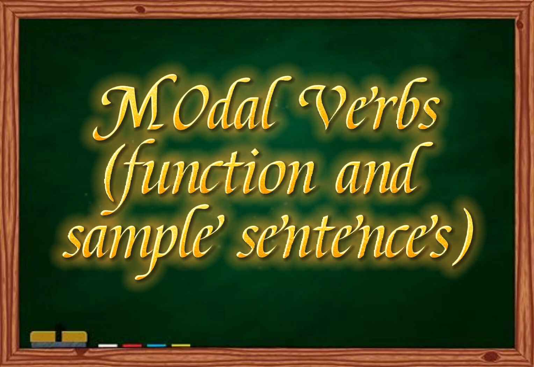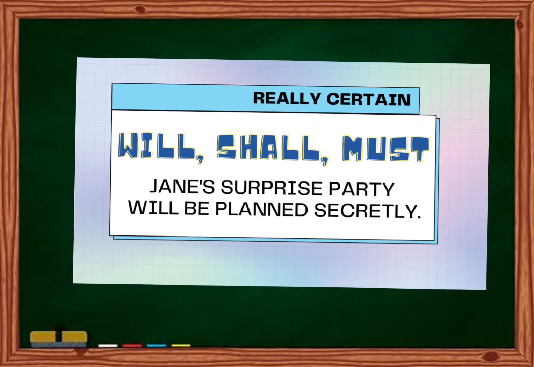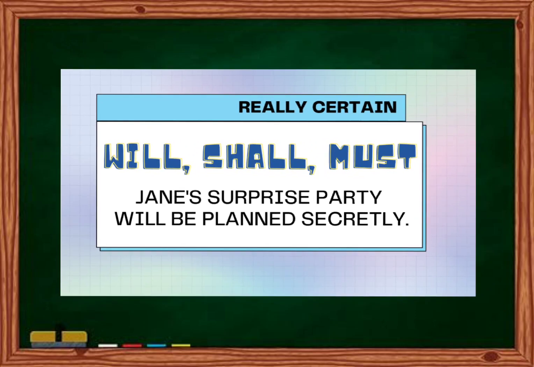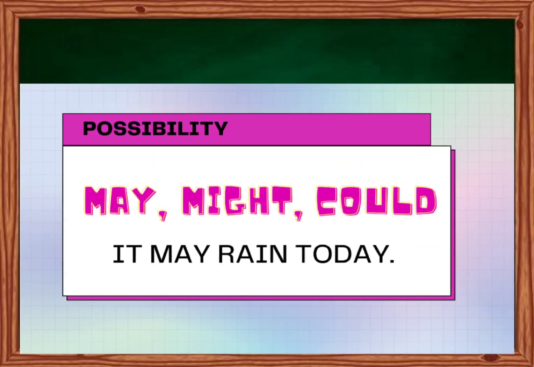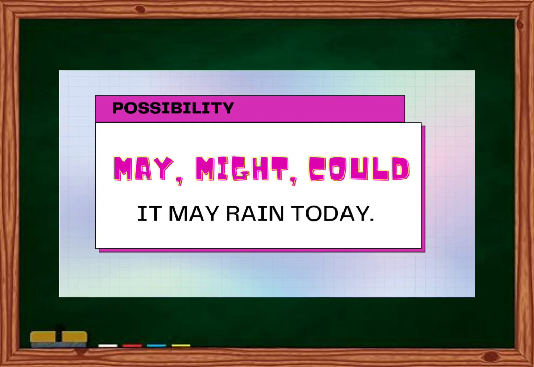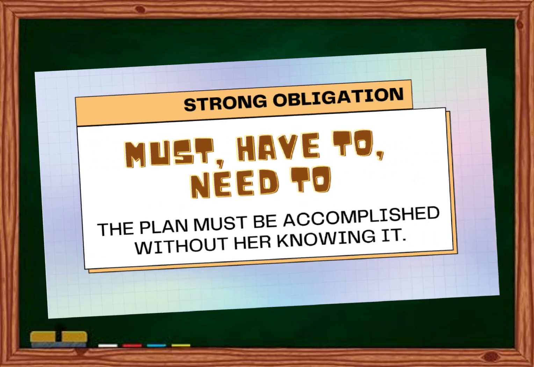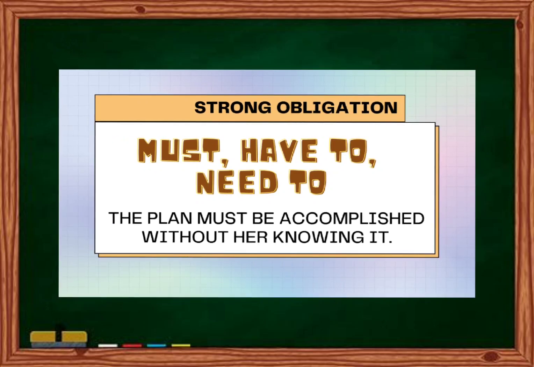Now, let's proceed to the different modal verbs with its function and sample sentences. When you are really certain about something, you can use will, shall, and must. Jane's surprise party will be planned secretly. For possibility, you can use may, might, and could. It may rain today. For strong obligation, must, have to, need to. The plan must be accomplished without her knowing it.